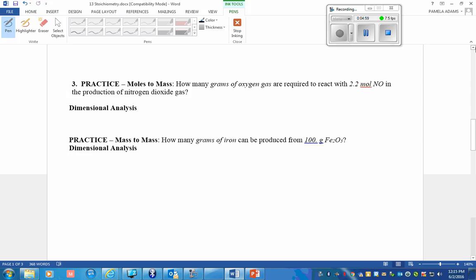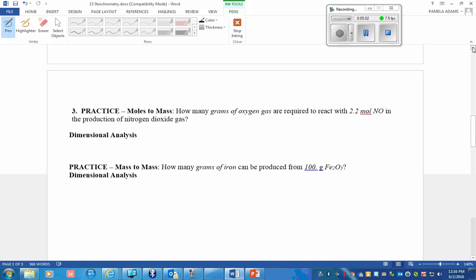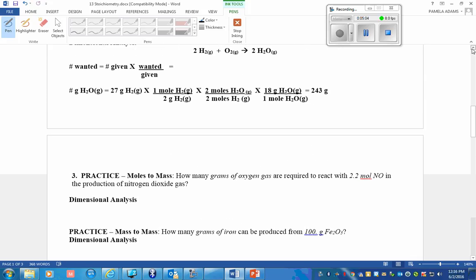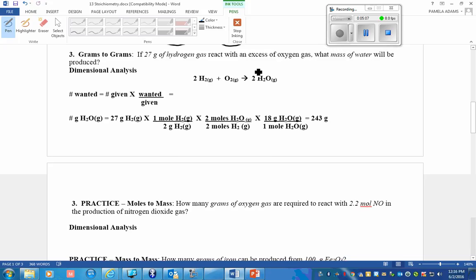And here is the longest problem that you will encounter, and that is a mass-to-mass problem. If 27 grams of hydrogen gas react with an excess of oxygen, what mass of water will be produced? Okay, so our wanted is the grams of water, and our given is 27 grams of hydrogen gas. You can see that I'm using the same thought process. In fact, this is the exact same problem. All we've done here is add one more step. Now we go from moles of water to grams of water and get our final answer.